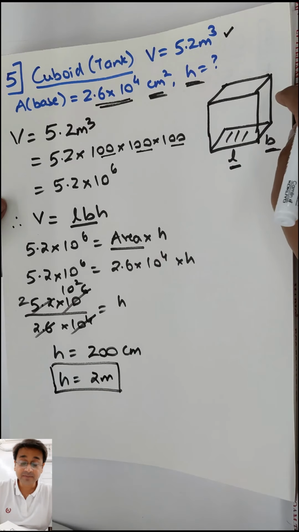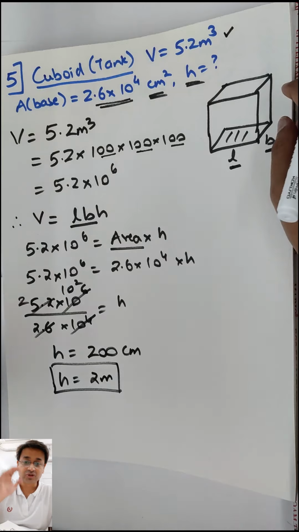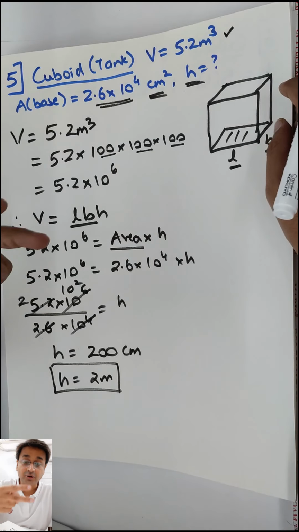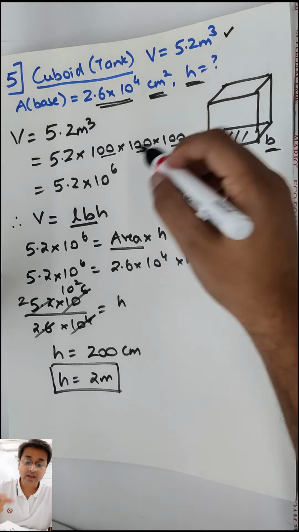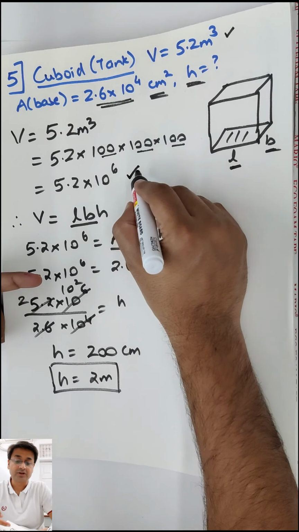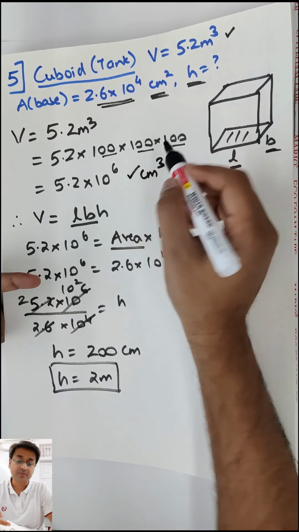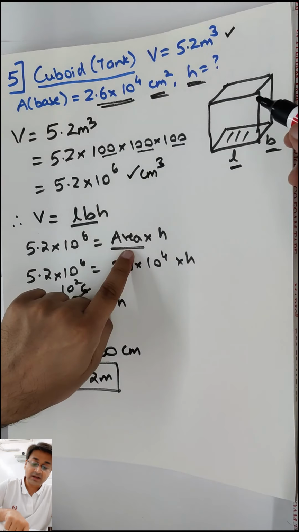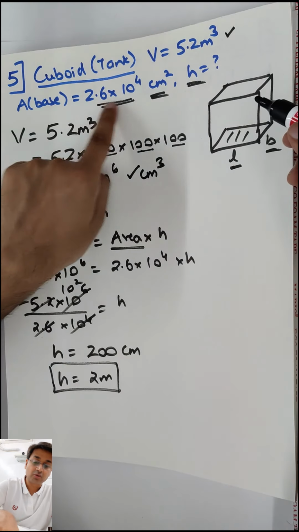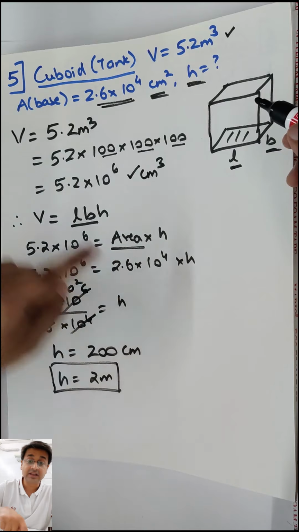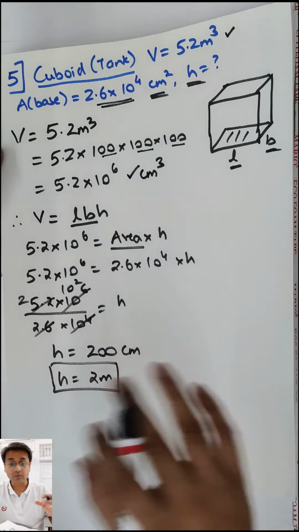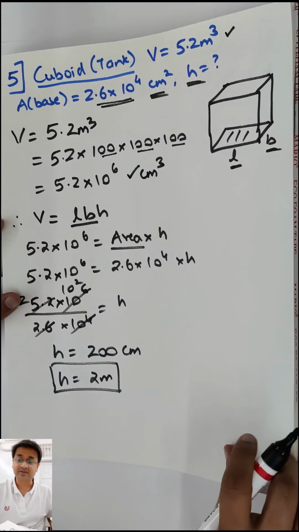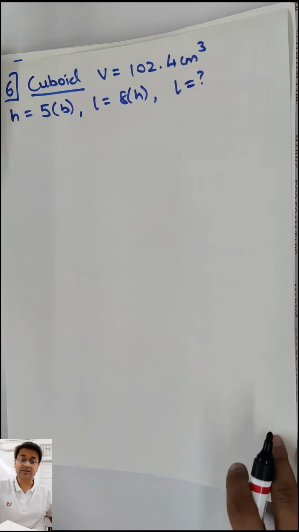Yeah, easy? Not easy. Okay, it was not difficult, but you had to remember 2 things. Number 1 is that you are converting meter cube into centimeter cube. And number 2 is area is basically length into breadth. So what they gave was basically the area and nothing else. So if you work this way, it's going to be very simple. Let's move on to the next one, sum number 6.